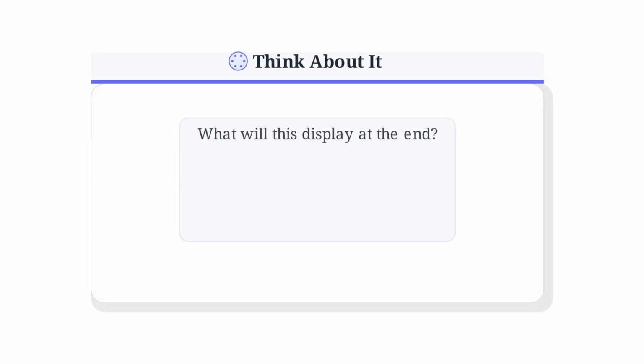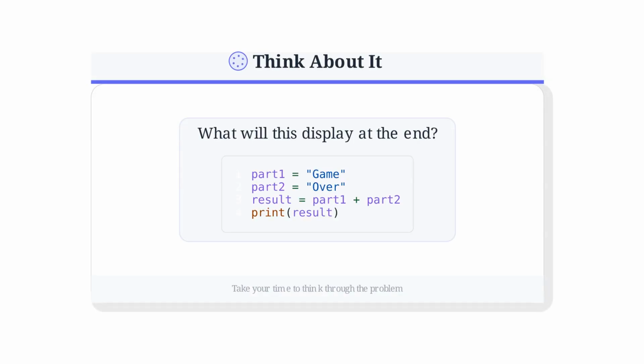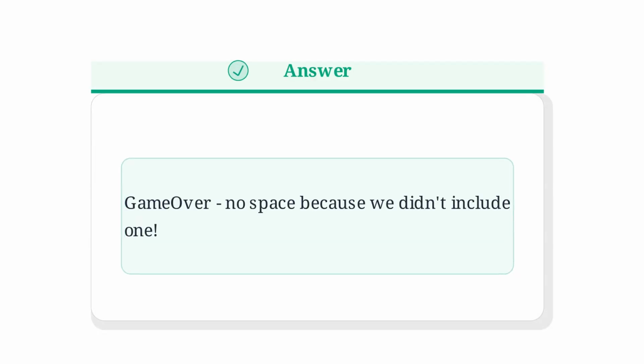Quick challenge. If part 1 is game and part 2 is over, what happens when we add them together? Think carefully about spaces. The answer is game over, all squished together. We didn't include a space, so Python just stuck them together. Remember to add spaces when you need them.